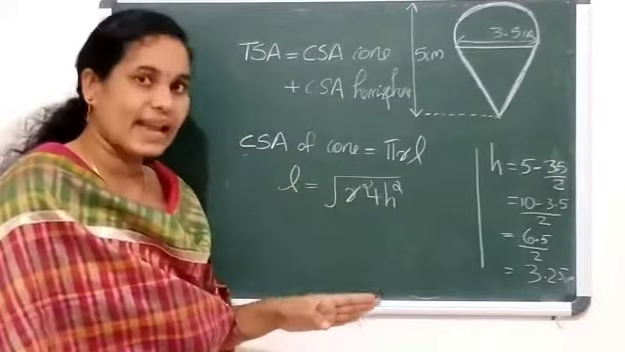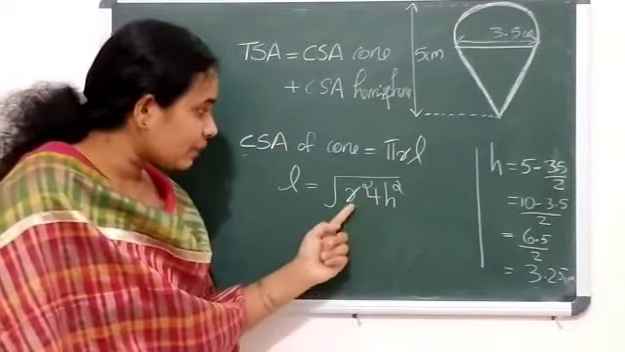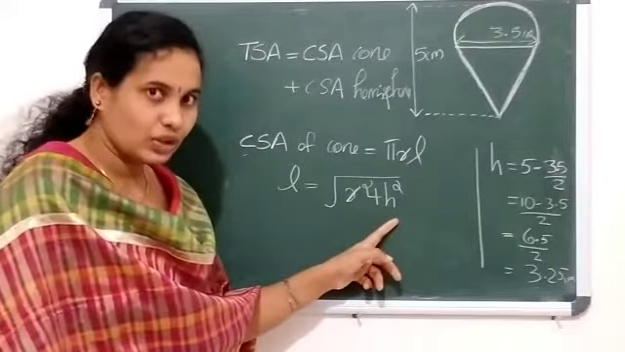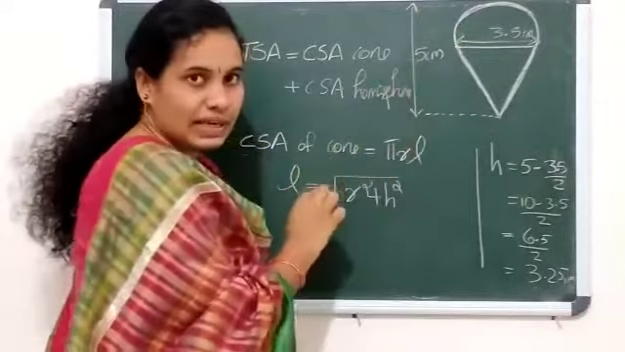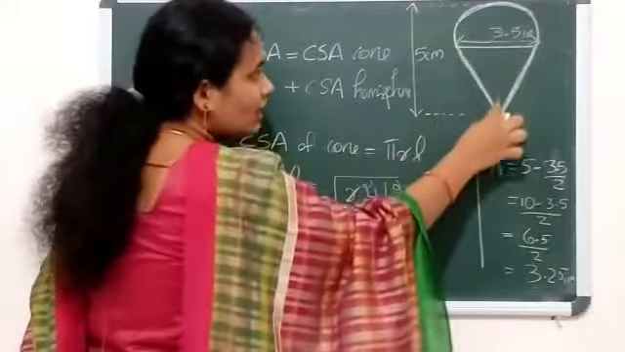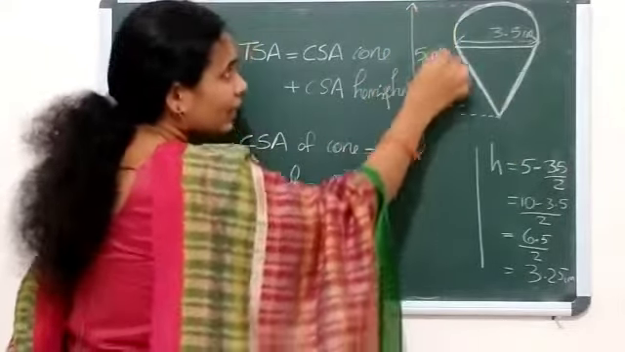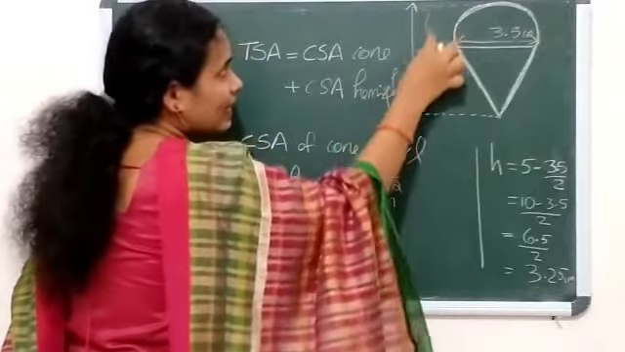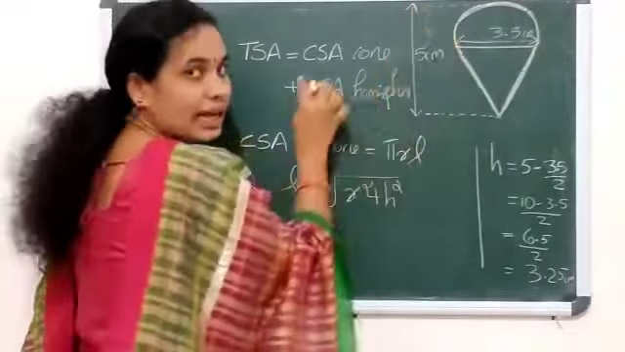This also we studied last year. The slant height can be found using the radius and the height of the cone. Here you can see the full height is given as 5 centimeter. So what is the height of this cone? The height of this cone can be obtained by subtracting this much from the full height 5. What is this distance actually?